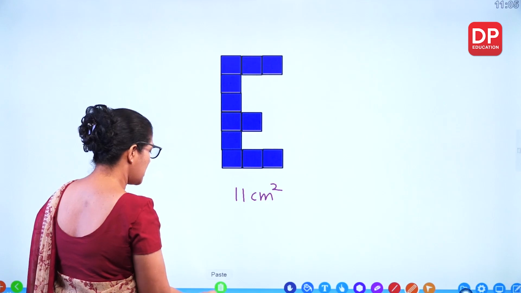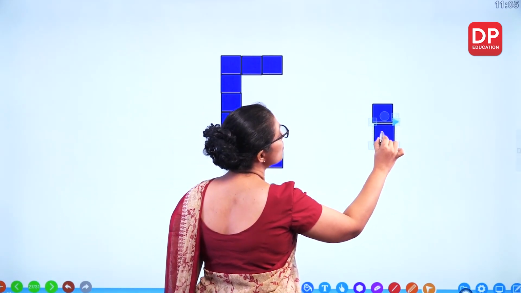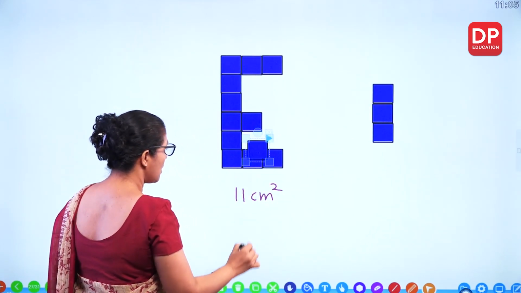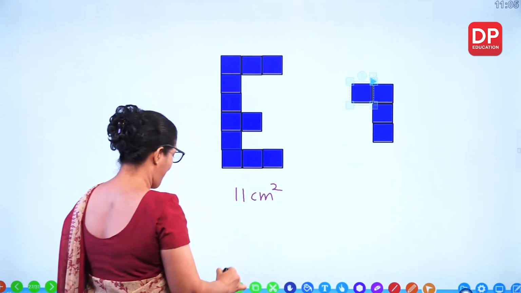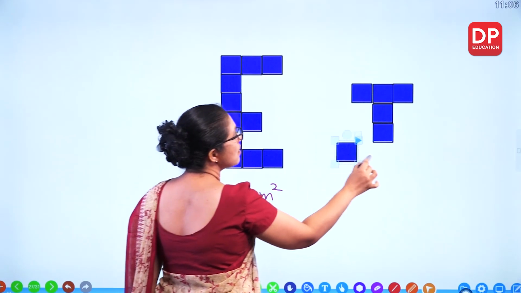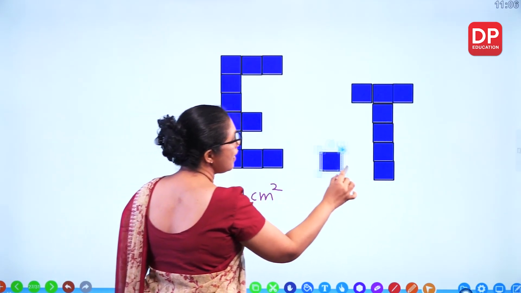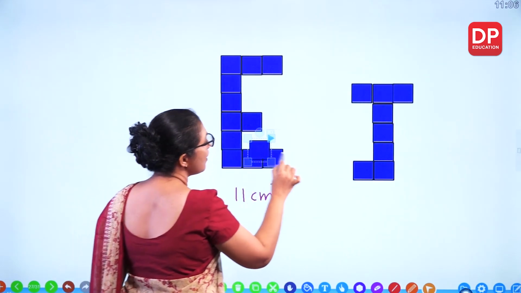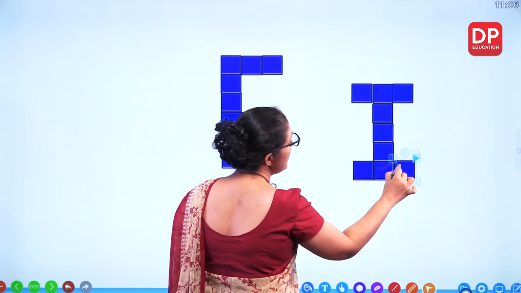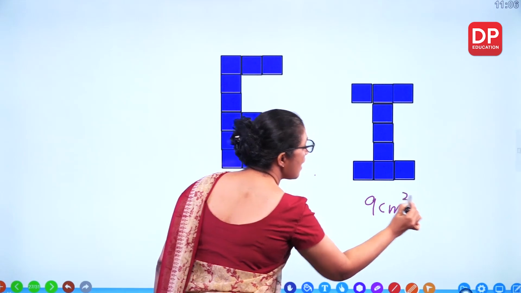Another one here. We'll take another shape. 1, 2, 5, 6, 7, 8, 9. What's the letter? I created the letter I. So how many squares did I use? I used 1, 2, 3, 4, 5, 6, 7, 8, 9. So the area is 9 square centimeters.